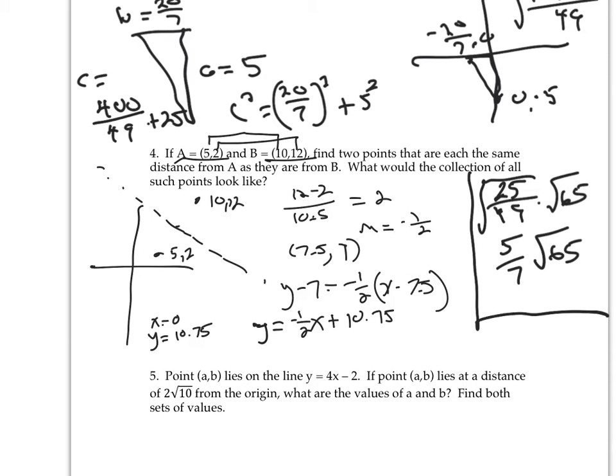If x is equal to 10, for example, then negative 1/2 of 10 is negative 5, plus 10.75, so that would give us (10, 5.75) as a second point that would fall on the perpendicular bisector, which means, in other words, it would be the same distance from A as it is from B. Okay, let's keep going here.